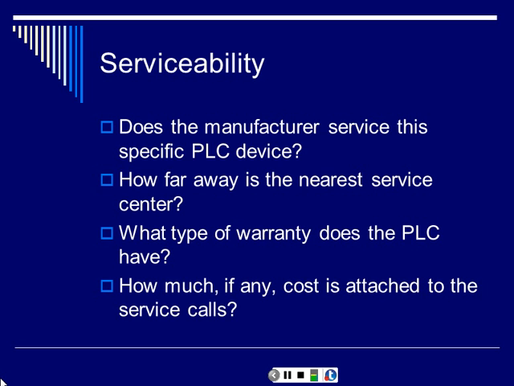So, serviceability. We are talking about PLCs, but a lot of this stuff we're discussing applies to any big purchase anyway.